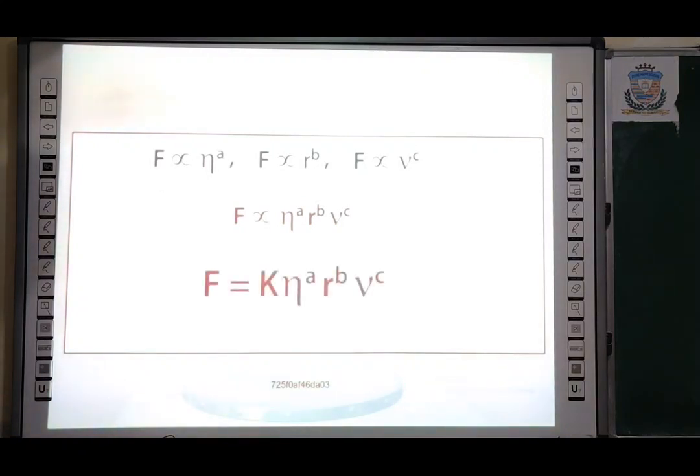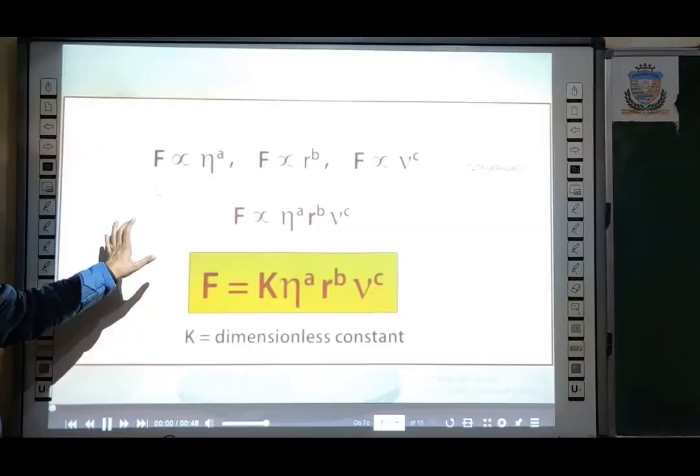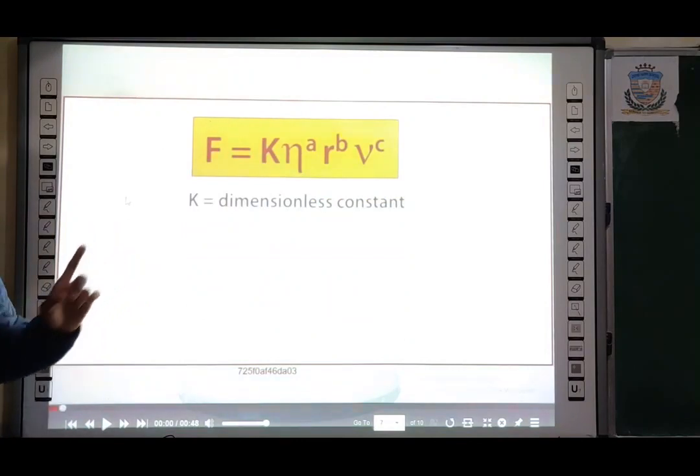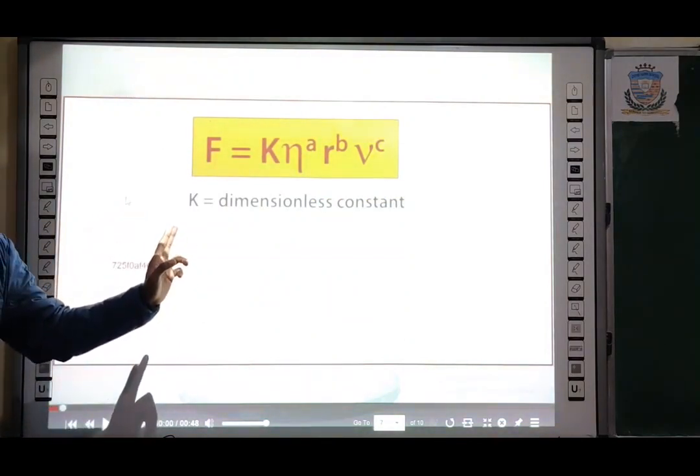F is proportional to eta raised to the power a, F is proportional to r raised to the power b, and F is proportional to v raised to the power c. Combining the three equations, we get F is equal to k eta raised to the power a into r raised to the power b into v raised to the power c, where k is a dimensionless constant. Let us now use dimensional analysis, which we already studied.